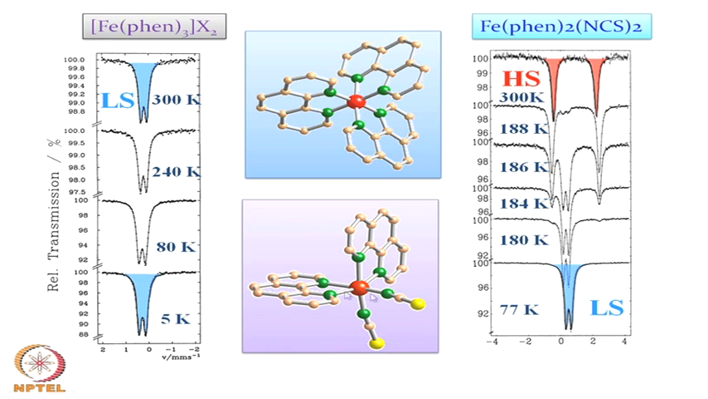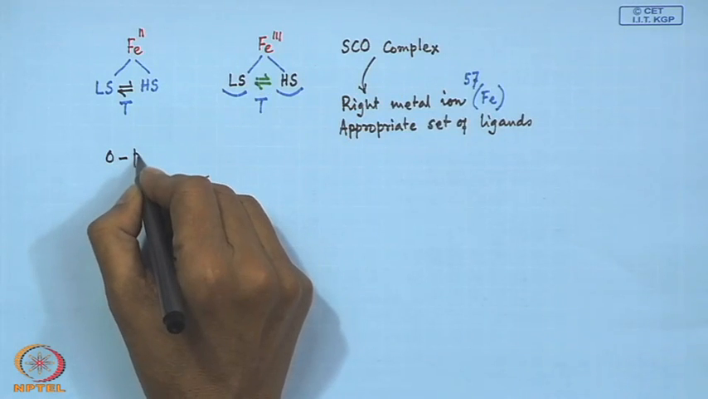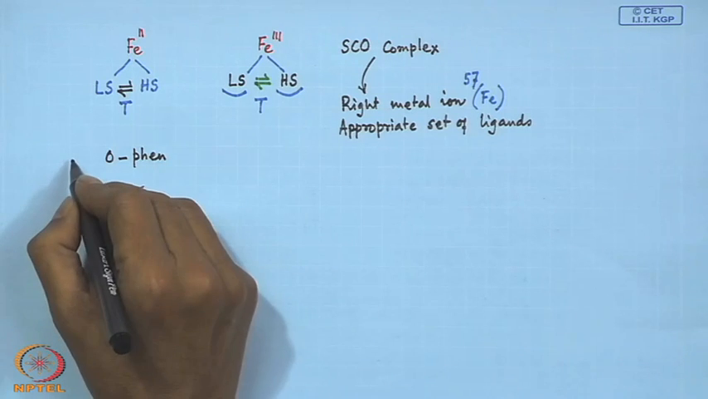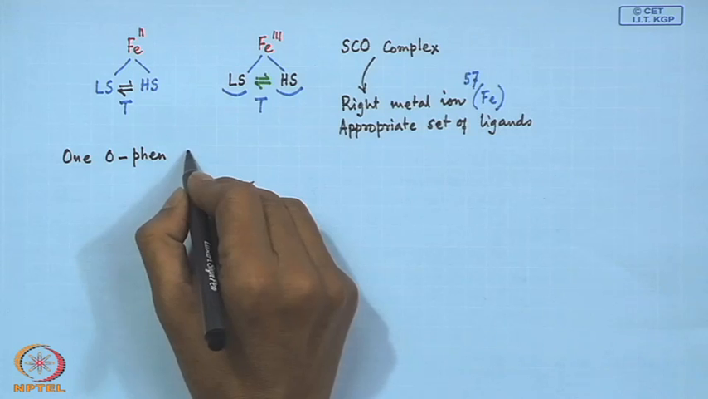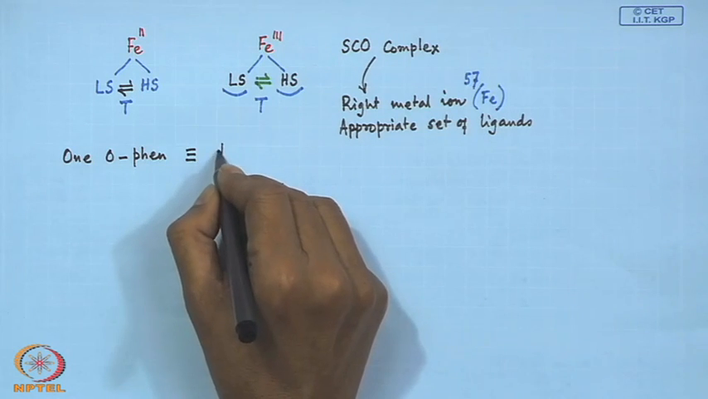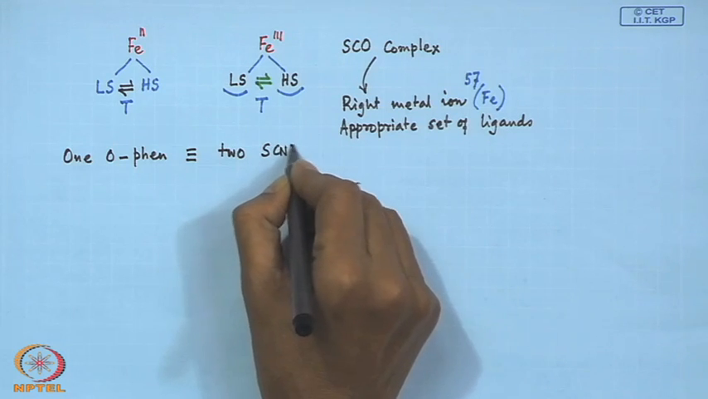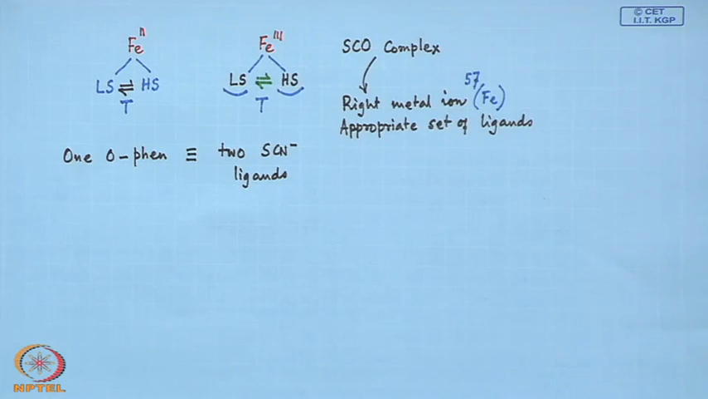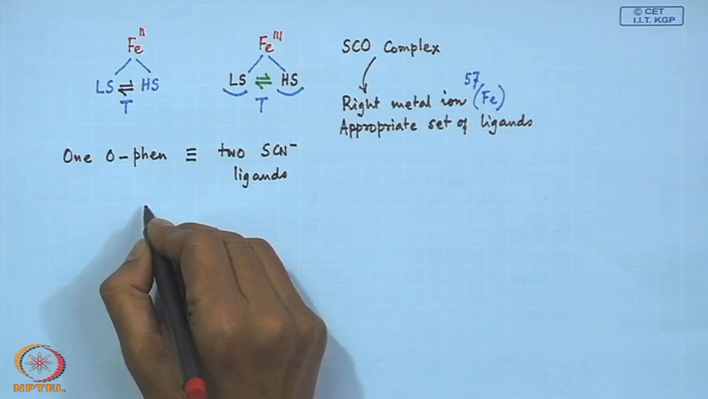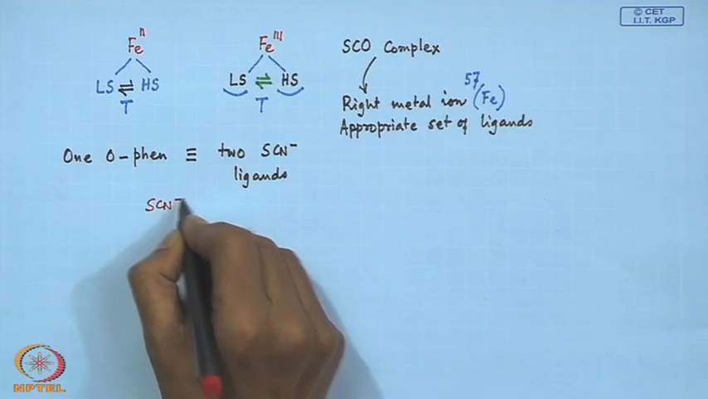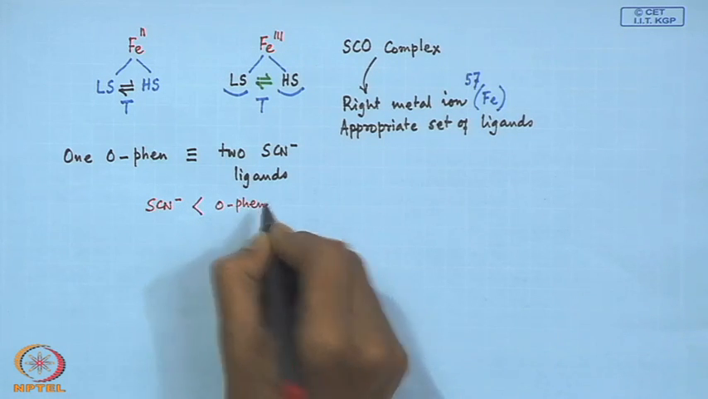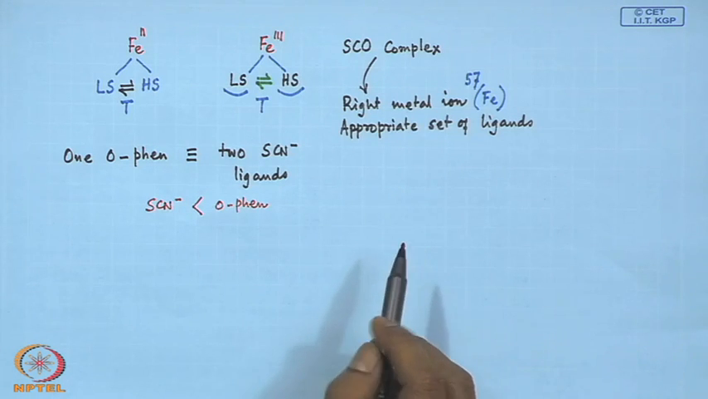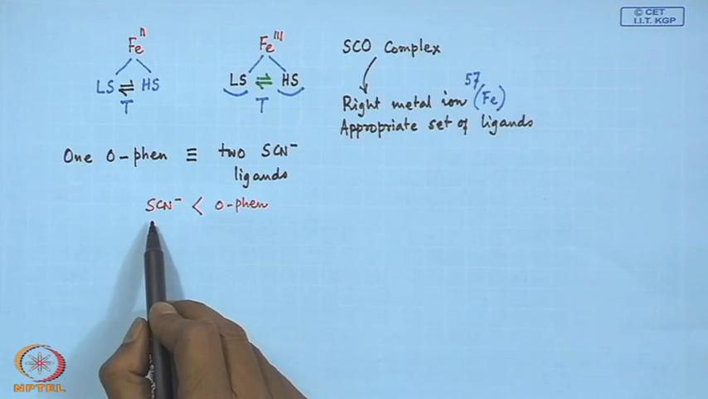that as we reduce the crystal field strength by substituting the phenanthroline, one orthophenanthroline is being changed with 2 SCN minus ligands, and in the spectrochemical series we all know that SCN minus is less than orthophenanthroline. So, phenanthroline will exert a stronger crystal field compared to thiocyanate.